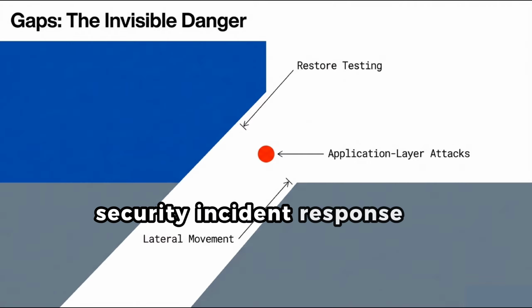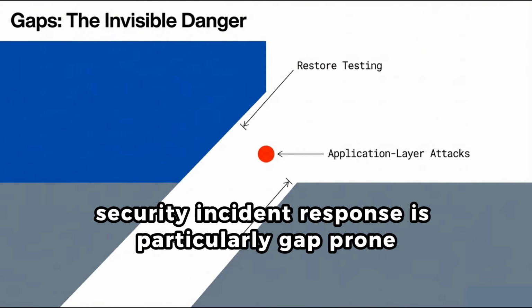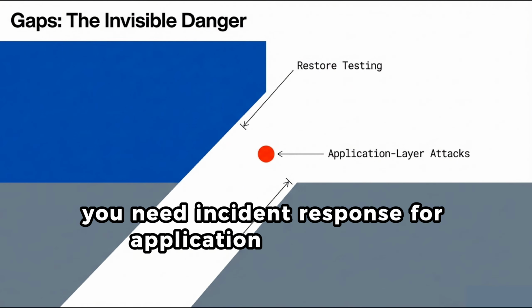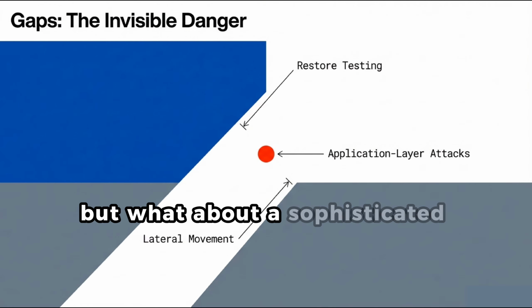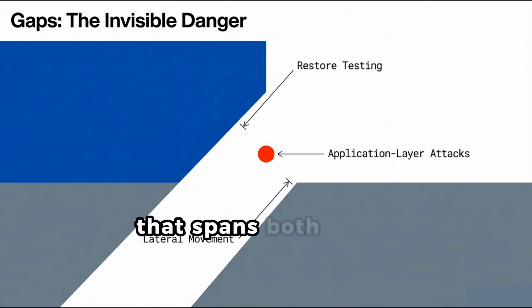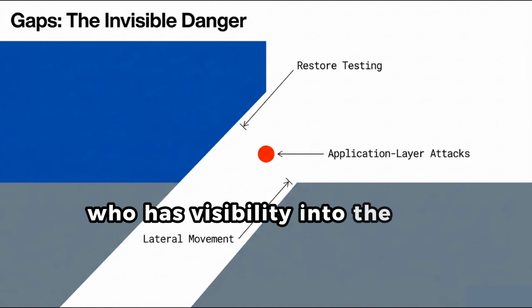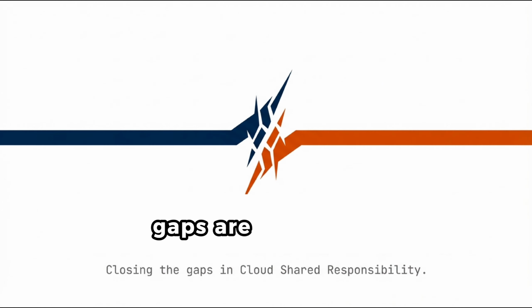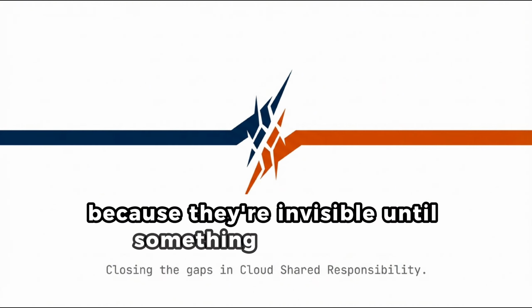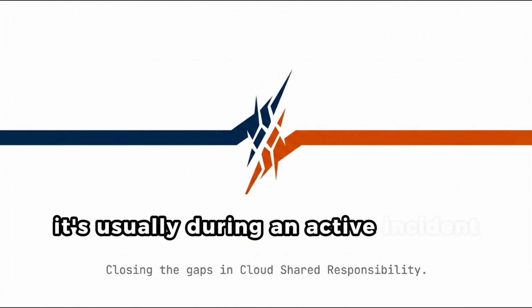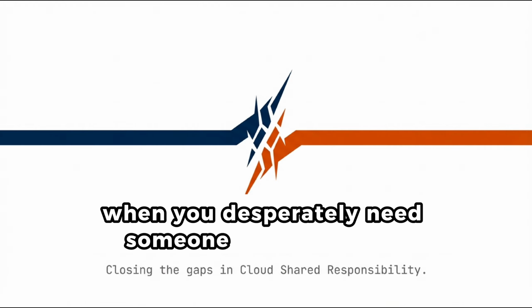Security incident response is particularly gap-prone. The provider has incident response for infrastructure failures. You need incident response for application-level issues. But what about a sophisticated attack that spans both layers? Who coordinates? Who has visibility into the full attack chain? Gaps are dangerous because they're invisible until something goes wrong. And when they're discovered, it's usually during an active incident when you desperately need someone to be handling the thing that nobody is.